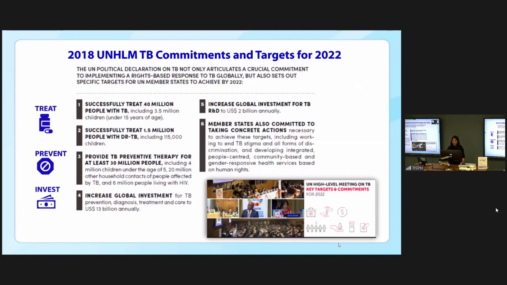Lastly, the commitments really look forward to having accountability measures from member states to be able to follow through on these protocols.